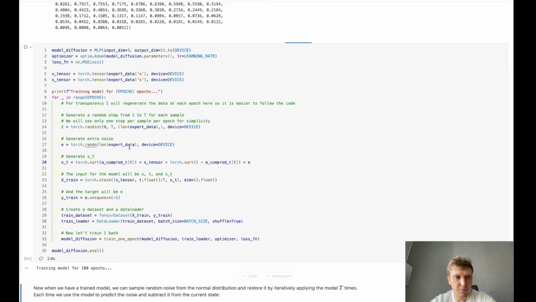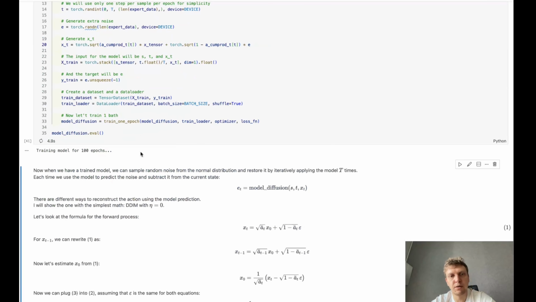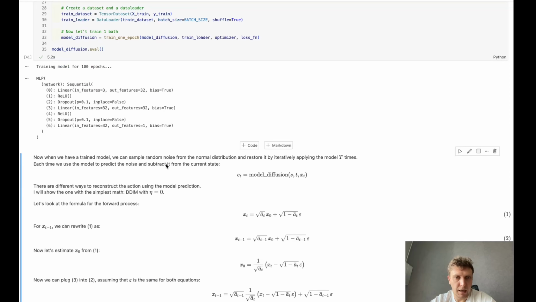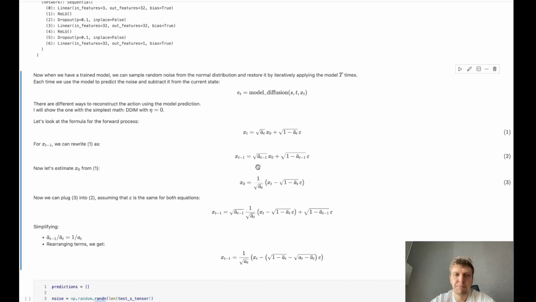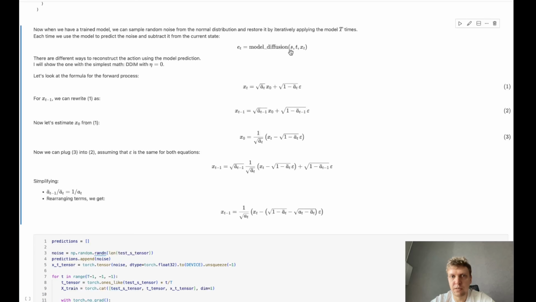Again, 100 epochs, same model, but now it's predicting different things. And now our model learned to predict noise. So if we pass the original state, a step, and the noisy signal to the model, our model can predict what is the noise that was added to the signal to get this noisy signal.